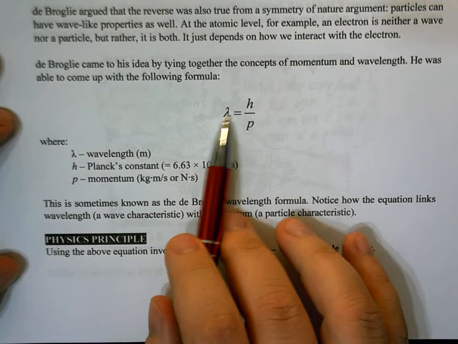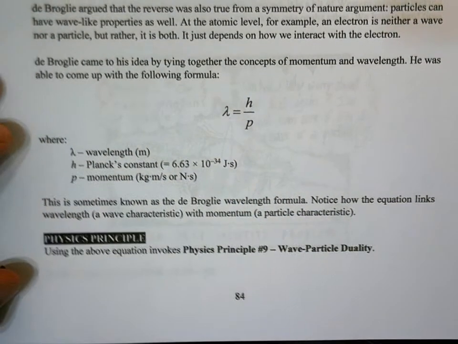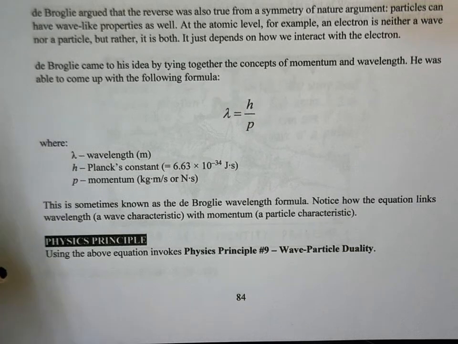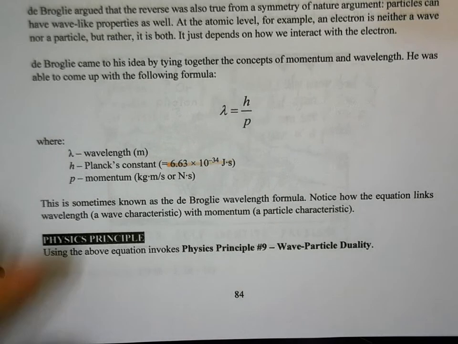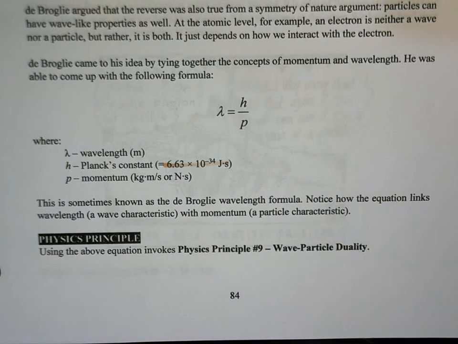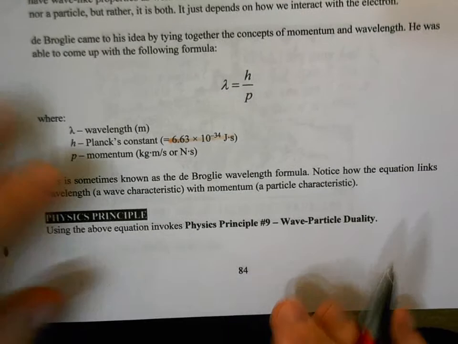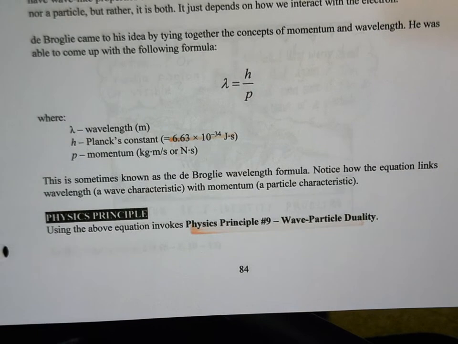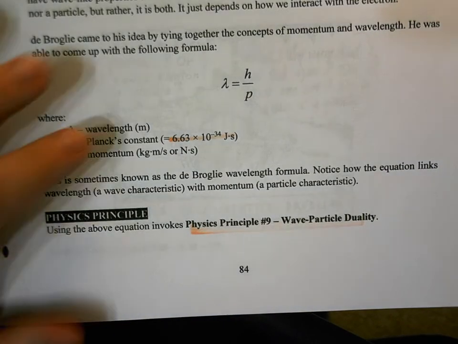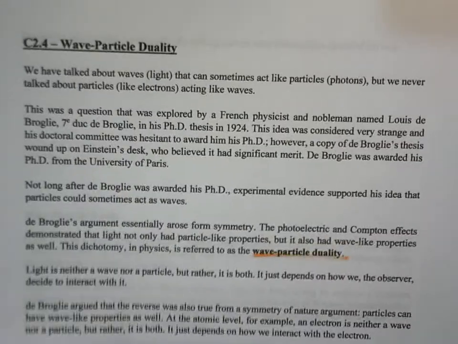So lambda is going to be that wavelength, h is going to be Planck's constant. Again, we have to use this value in joule seconds. We cannot use the electron volt seconds one. And then the momentum, kilogram meters per second or Newton seconds, whichever you prefer. So if you happen to be using lambda equals h over p, this invokes physics principle number 9. This invokes the whole concept of wave-particle duality. So let's have a look at this.